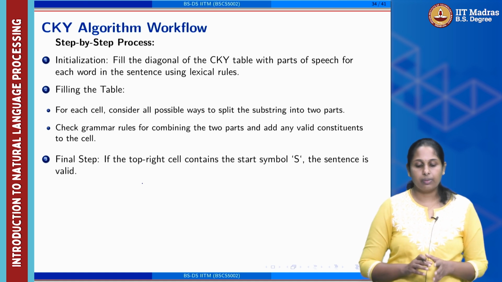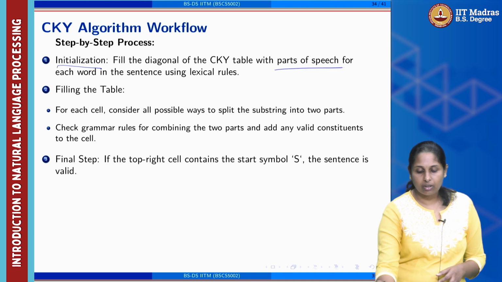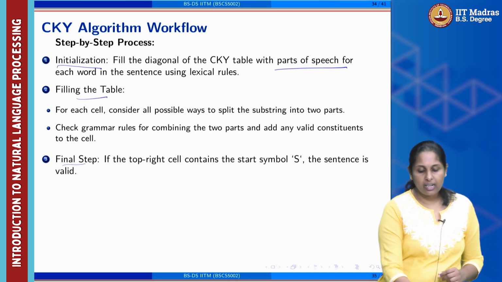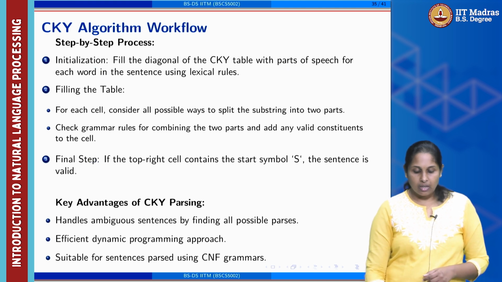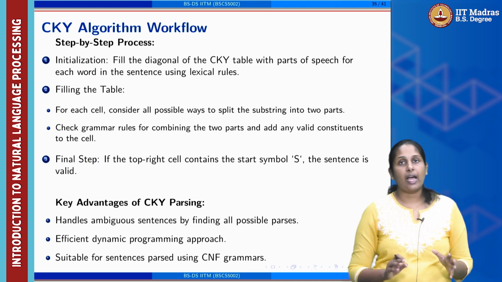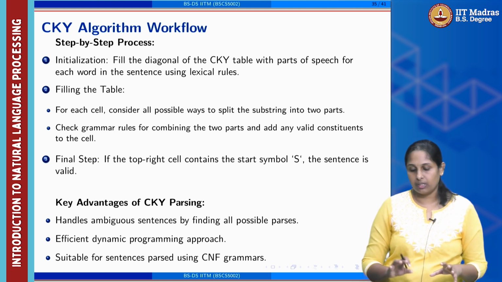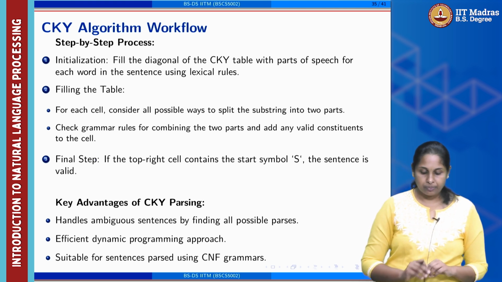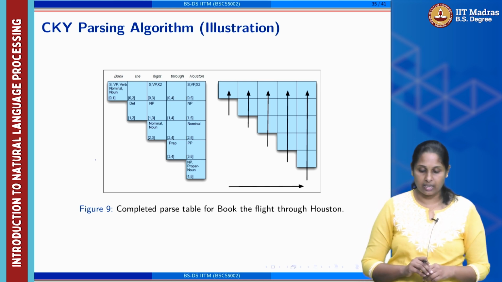The step-by-step process starts with an initialization with all the parts of speech, then fills the table as we just explained, and finally determines whether there is an S symbol, that is, the sentence. The key advantage is that it handles ambiguous sentences and provides all possible trees for the ambiguity. So let's show this in the illustration.